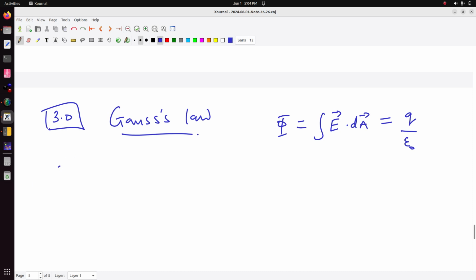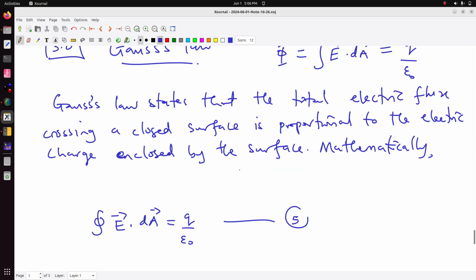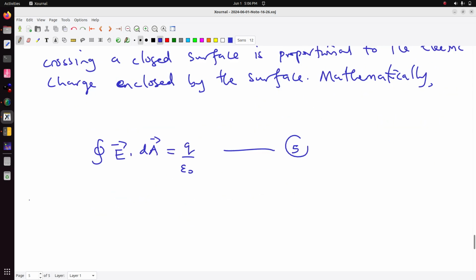So let me just try to state it. Gauss law states that the total electric flux crossing a closed surface is proportional to the electric charge enclosed by the surface. Mathematically, the integral around the closed surface of the scalar product of E with the area vector equals the ratio of the charge to the permittivity of free space.